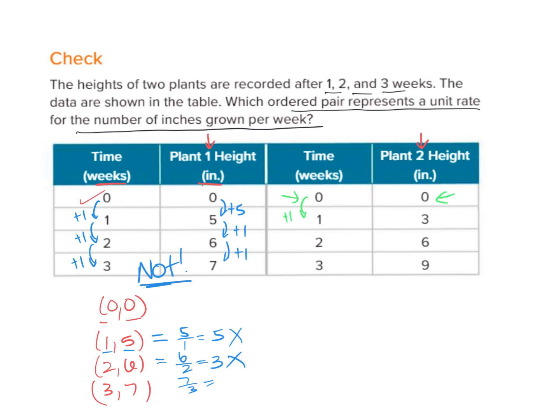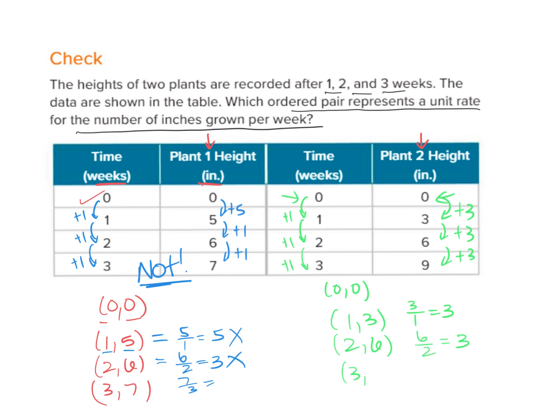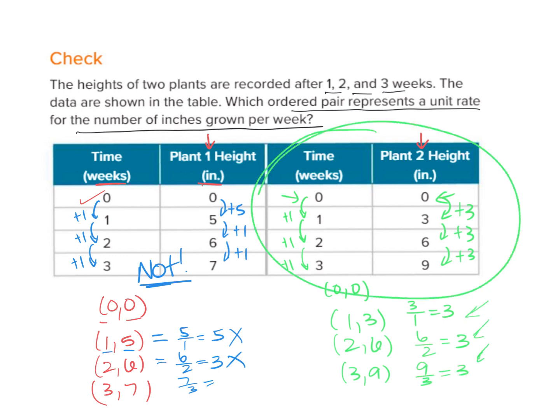And over here I can see, okay, it's going up week by week. Here it goes up 3 after the first week, another 3, another 3. So it looks like it's going to be proportional. Okay, but let's test it out. So 0, 0, again, you never test. 1, 3. So let's do the y divided by the x, I get 3. 2, 6. Do 6 divided by 2, I get 3. And 3 comma 9. 9 divided by 3 is 3. I got the same thing every time, so this one is proportional.